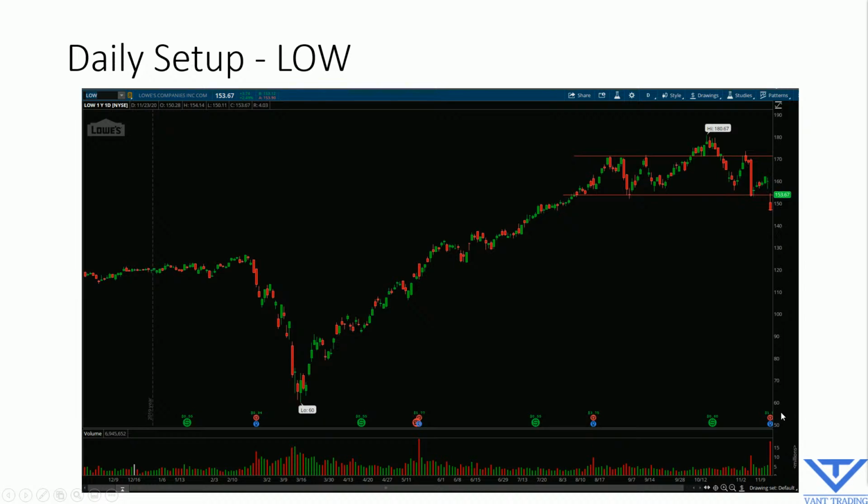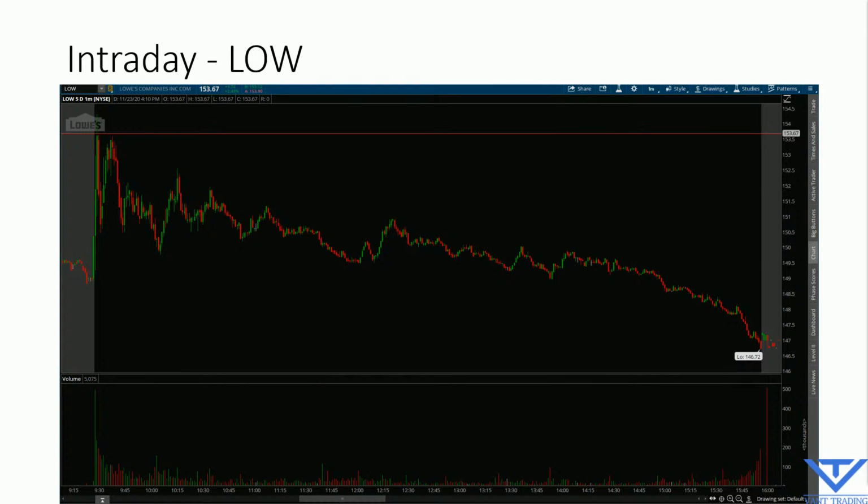And then Lowe's had bad earnings. You can see it down here. Bad earnings that sent us down here. Now, this is something I'm going to show you. This might be a little more advanced because it's technically fading a move, but this is a good example. This is the intraday of Lowe's. We opened up below that key, kind of 154-ish.